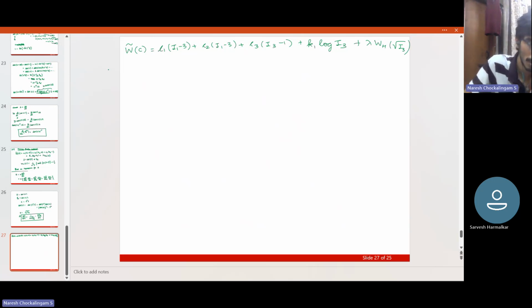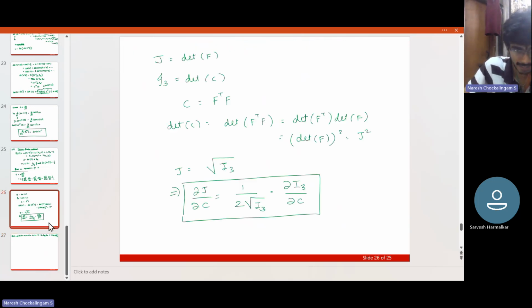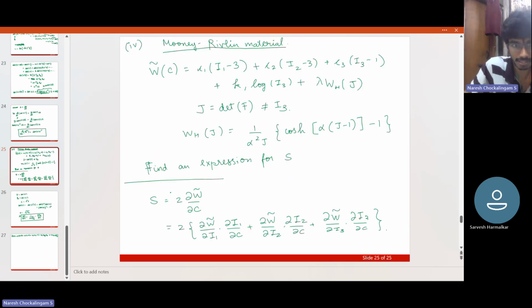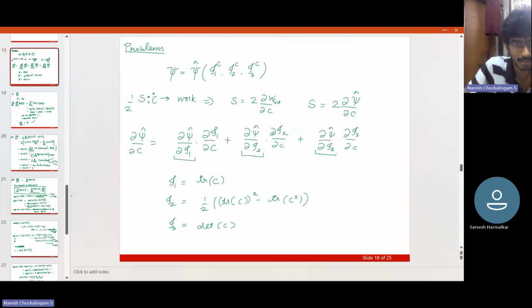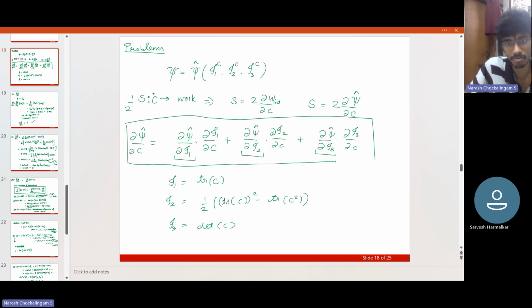Fine. Now to get the stresses, we have to do this differentiation. But we have already simplified it a little earlier in the starting of all this. We said using the chain rule, we can write it as this summation. So here W is nothing but the psi cap. So dou psi cap with respect to C is nothing but dou psi cap with respect to I1, dou I1 by dou C, dou psi cap with respect to I2, dou I2 by dou C, and so on.